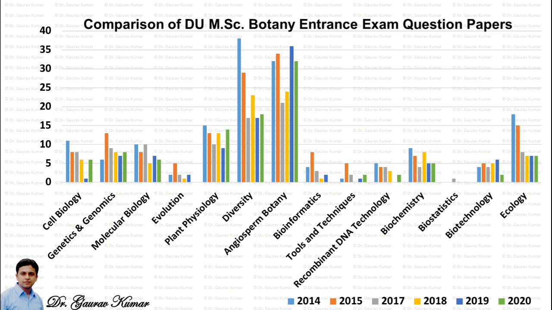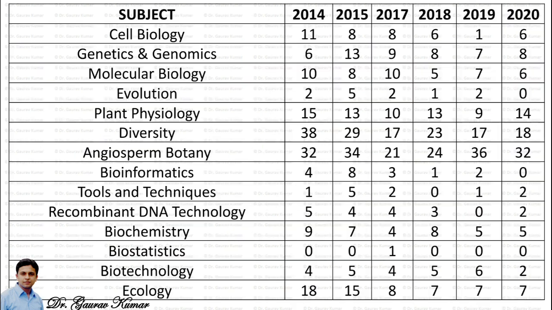And still, if you are not okay with this bar graph, then you can see this table, and you will find that, for example, in cell biology, from 2014 to 2020, they are actually reducing the questions, like 11, 8, 6, 1, 6. But listen to me carefully, this is not a hard and fast rule. We are just analyzing the pattern of the question paper, how many questions were asked. So don't stick to it that cell biology is given less preference. It completely depends on the examiner.